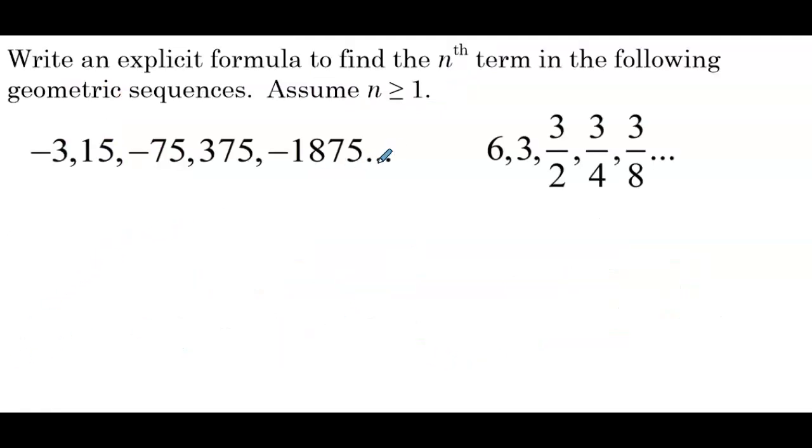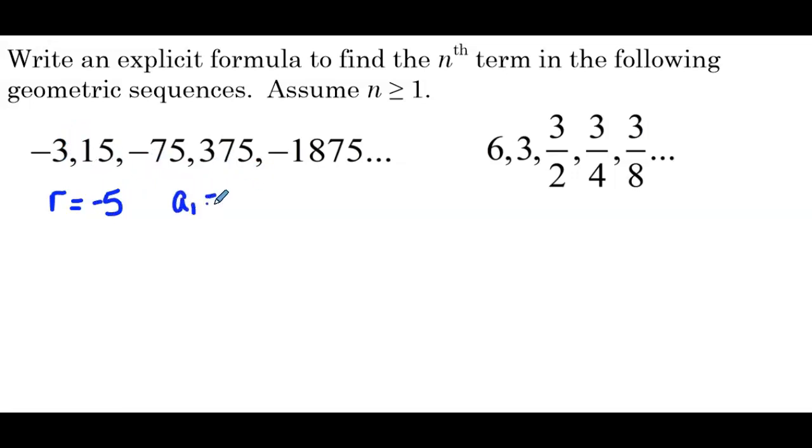Write an explicit formula to find the nth term in the following geometric sequences. Assume n is greater than or equal to 1. Both of the sequences they've given us here were ones that we've already identified the common ratio of, which helps us out a little bit. So this first sequence, we identified the common ratio to be -5. And we can verify that again. To go from one term to the next, we need to multiply by -5.